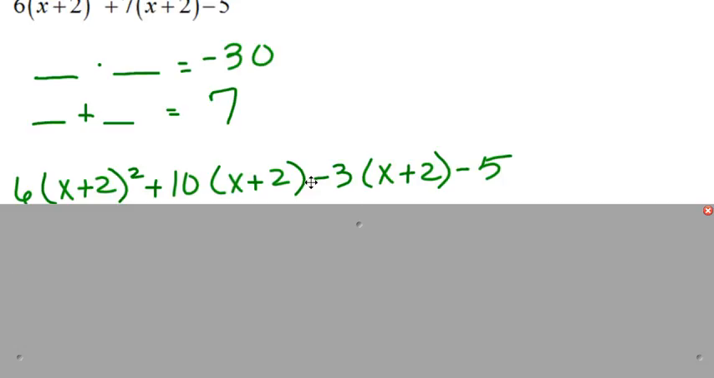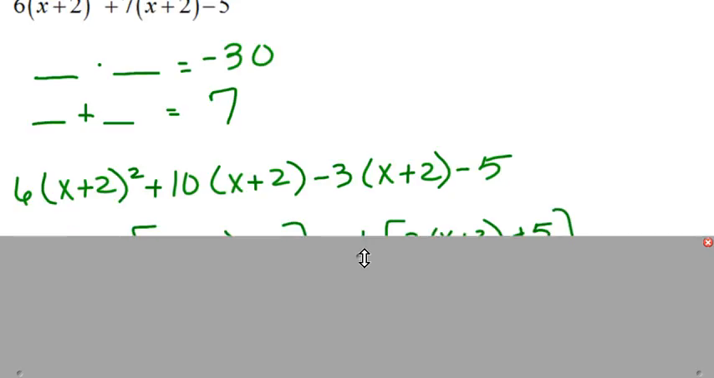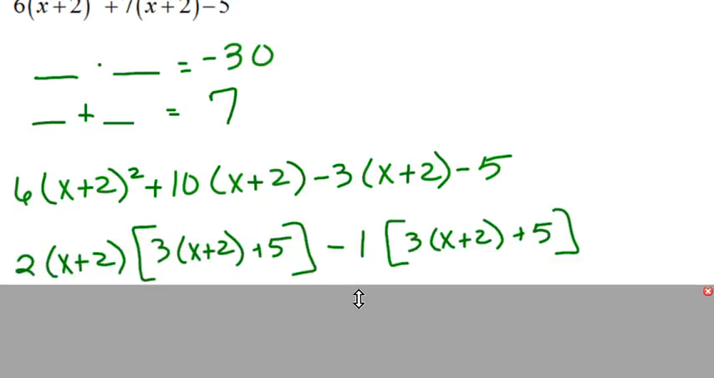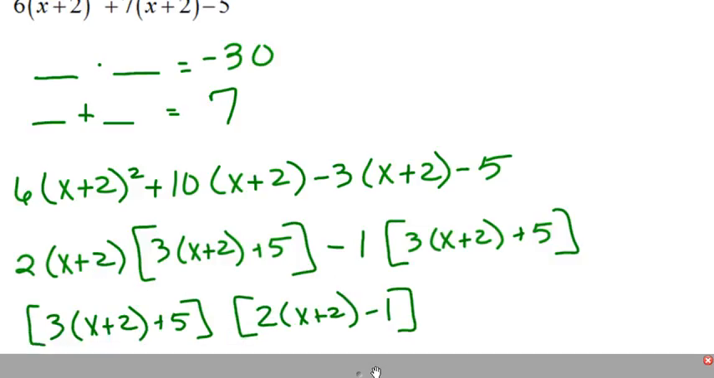Here, looking at our last 2 terms, we could divide out a negative 1, and so this is what would result, along with the common items that we divided out from the 2 terms previously. At this point, we notice that both terms are being multiplied by the same item, 3 times our quantity x plus 2 plus 5. Well, what's being multiplied by that? That would be 2 times x plus 2 minus 1. So we're going to write that like so.